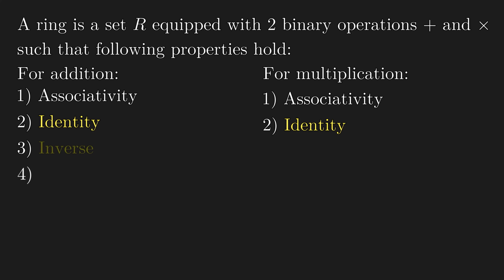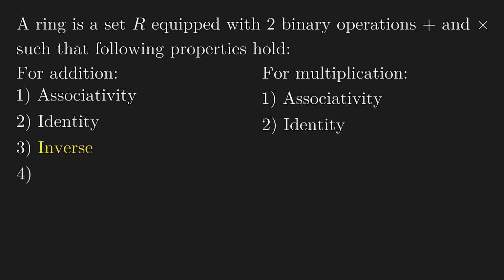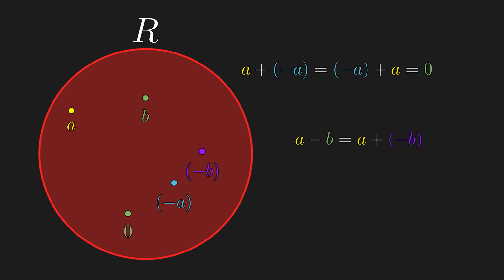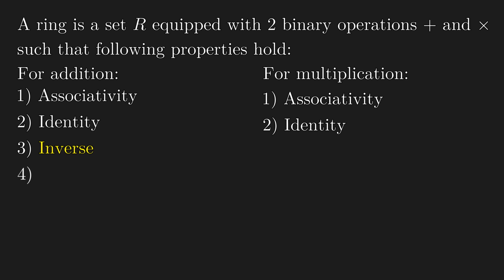The next property is the inverse property of addition, which means take any a in the ring, then there exists a corresponding element, the additive inverse of a, often called the negative of a, such that if you add a with its inverse, it gives you the additive identity. Having the negative allows us to define a new operation called subtraction, which is the first element plus the negative of the second. Notice how the inverse property is not required for multiplication, but in case the inverse property does hold for multiplication, we say the ring is a division ring.